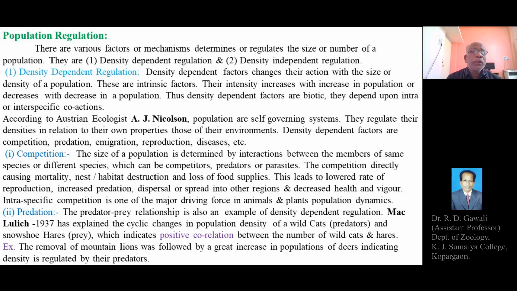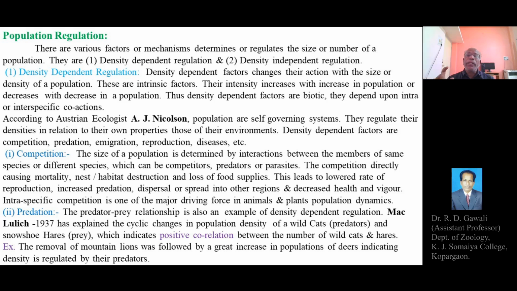According to Austrian ecologist A.J. Nicholson, populations are self-governing systems. Populations are self-governing, means they govern, they regulate.